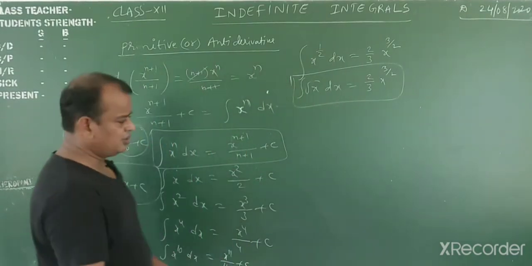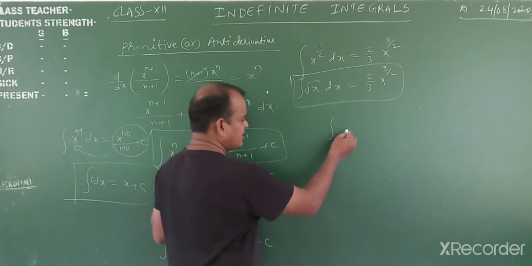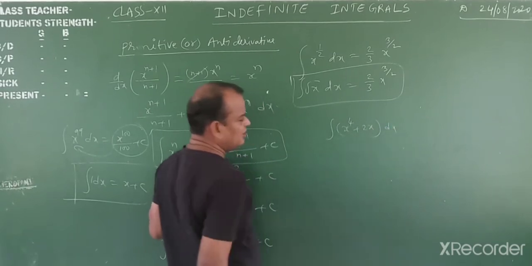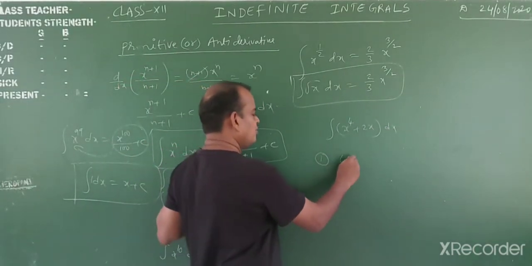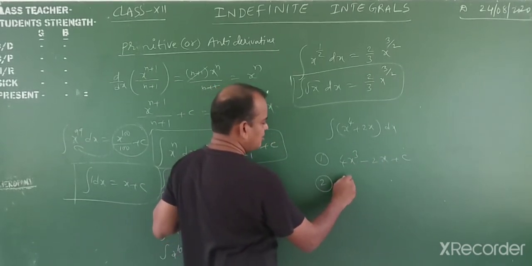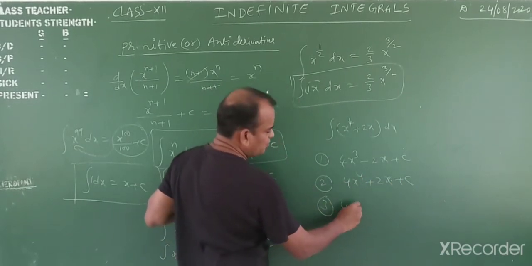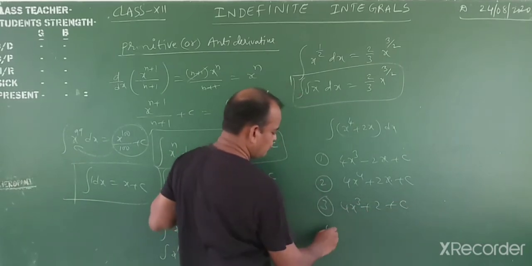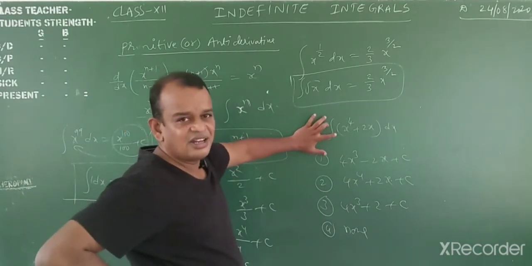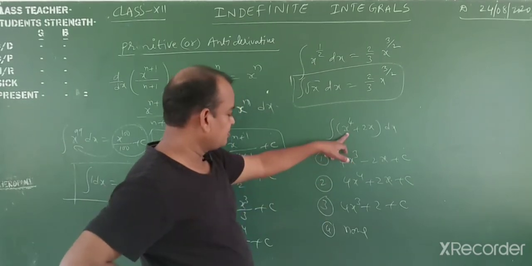Suppose, from the examination point of view, find the integral of x^4 + 2x dx. Now the options are: 4x cube minus 2x plus c, 4x^4 plus 2x plus c, 4x cube plus 2 plus c, and fourth one none. Integration means this value is the antiderivative of the given function. Now differentiate the given options, and we will get this one.